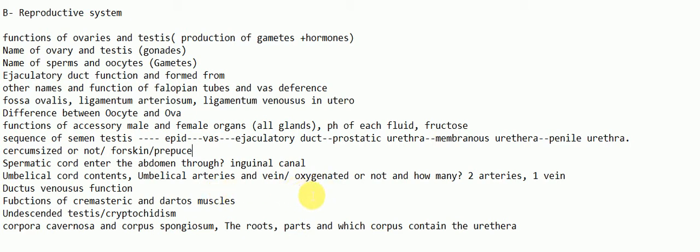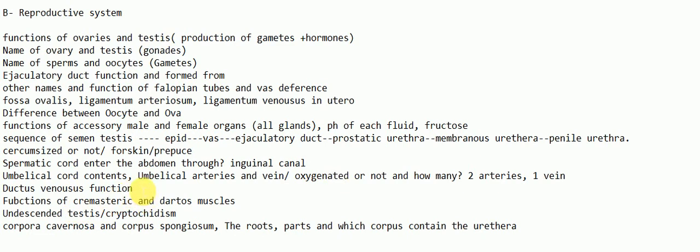Remember that all arteries are red except pulmonary arteries and umbilical arteries and veins. This will be the opposite. So umbilical arteries, the 2 arteries, are actually deoxygenated, and the umbilical vein is the one that's oxygenated.